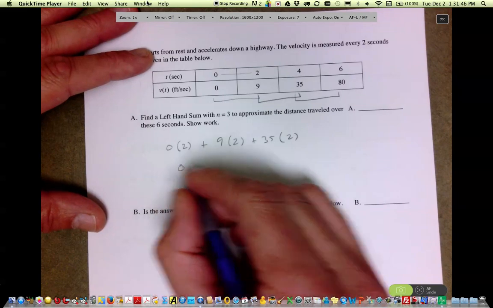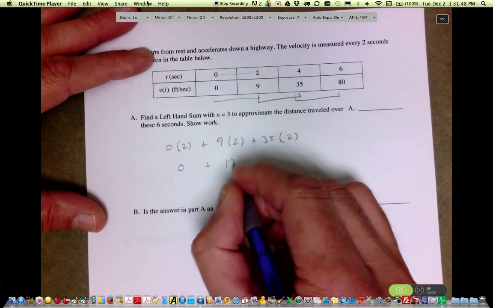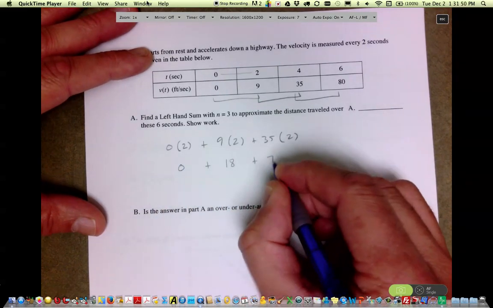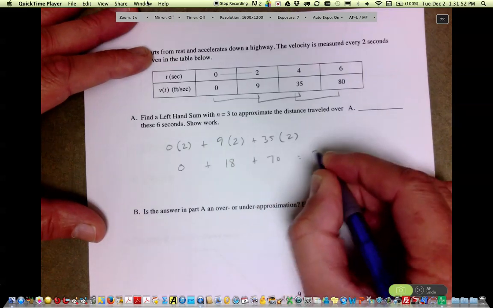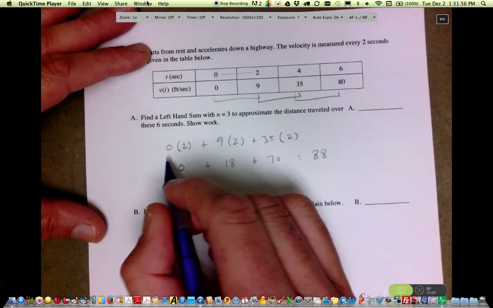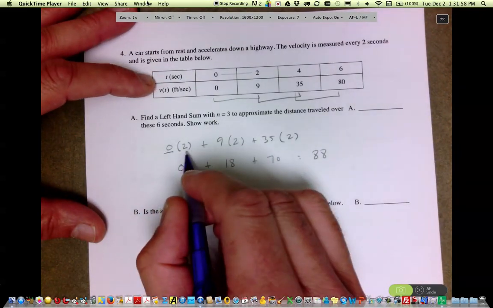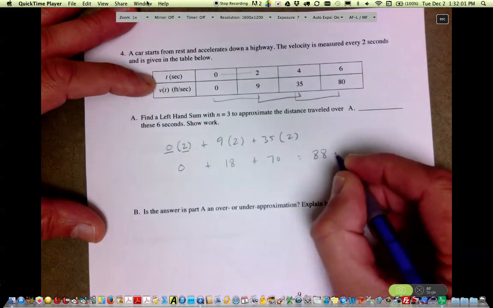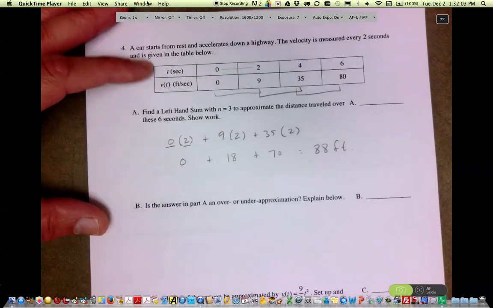Alright, so when we add these up, we're going to get 0 plus 18 plus 70. This is going to give me 88. And the units of this, well, this is feet per second and this is seconds, so we're going to end up with 88 feet for the answer.